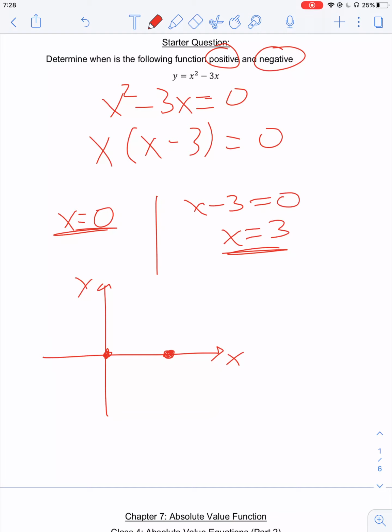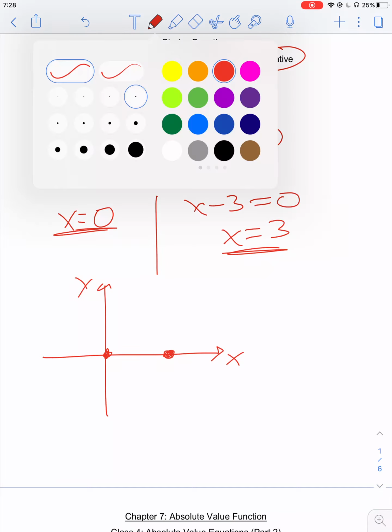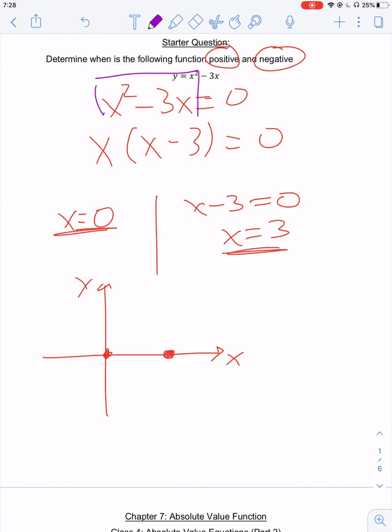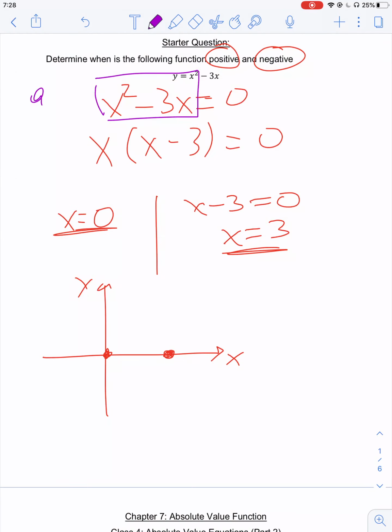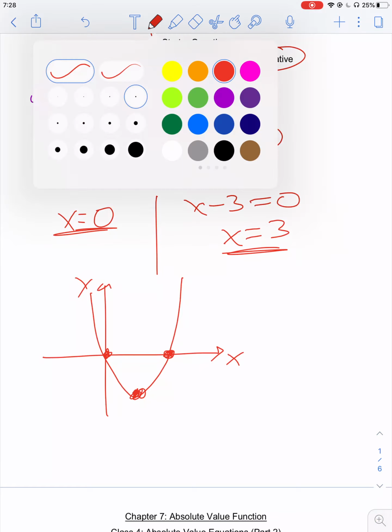This is your function over here, let me just put a box around it. And obviously your a value is equal to 1, so it opens upwards, and basically this is what the function looks like. The p-value will be in between, so it's essentially the average of these two values. So the p-value is 1.5, but let's not worry about that because it's not relevant. My function is positive when it's above the x-axis, right?